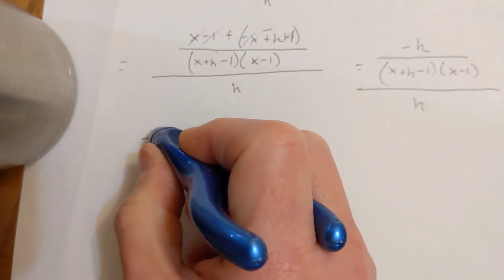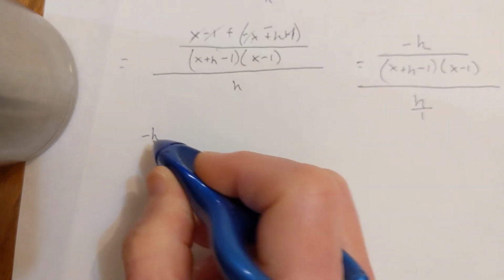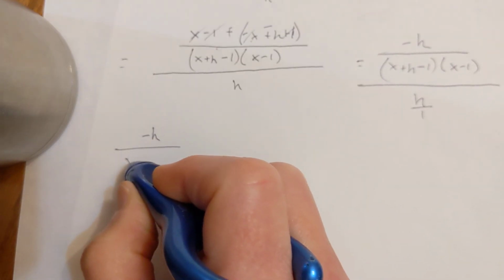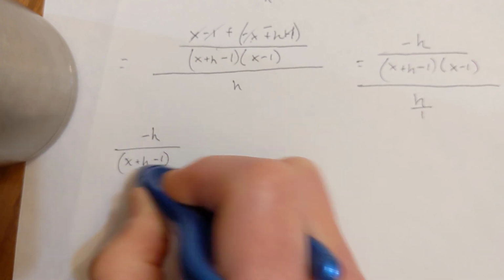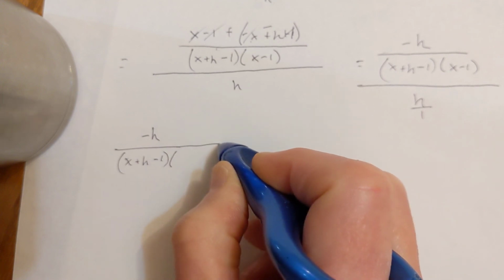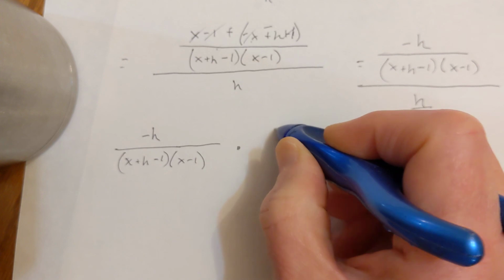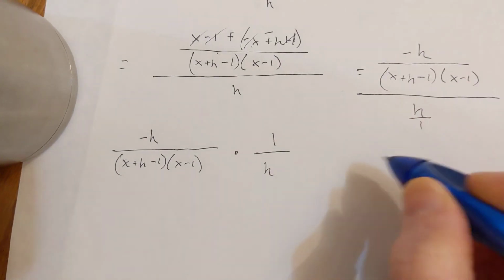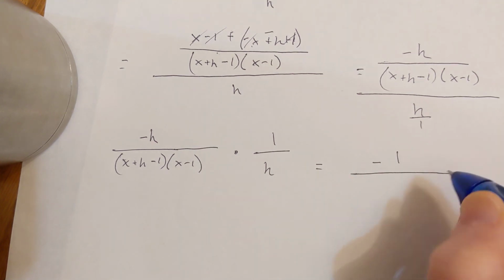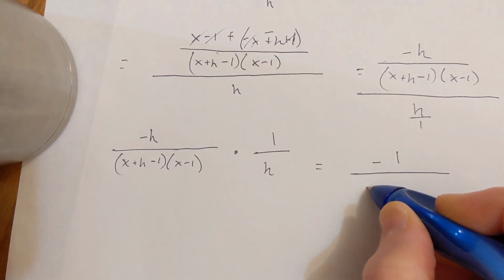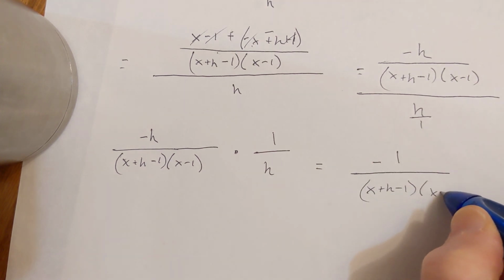Which of course is a division problem, dividing fractions. I make my h in my denominator look like a fraction, and I multiply by the reciprocal: x plus h minus 1 times x minus 1 times 1 over h, and this will give me negative 1 over x plus h minus 1 times x minus 1.